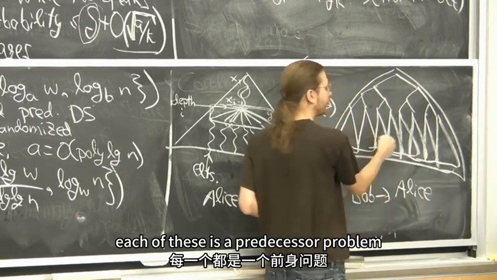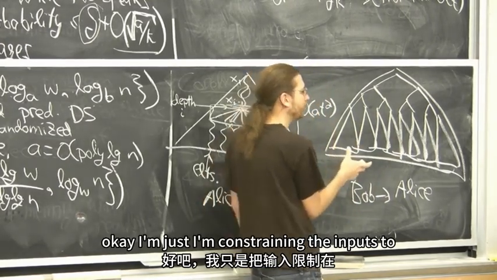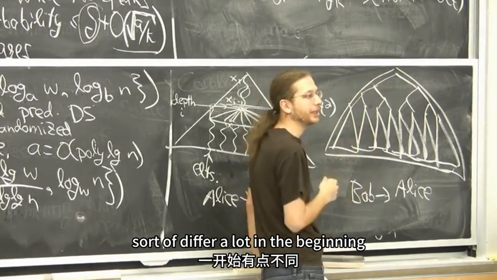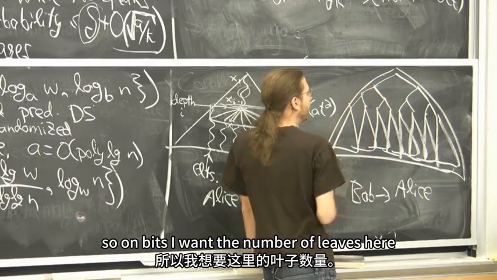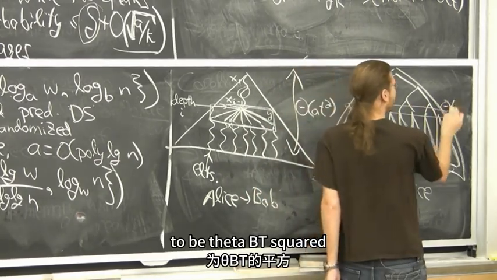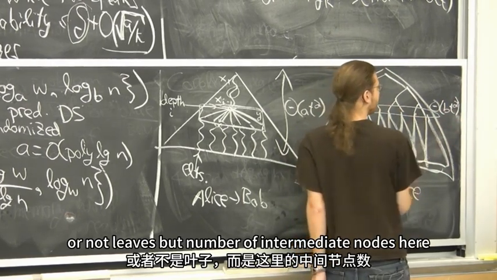Each of these is a predecessor problem. I'm constraining the inputs to differ a lot in the beginning, in the early bits, the most significant bits. This is the most significant, next most significant, and so on. I want the number of intermediate nodes here to be theta of bt squared.